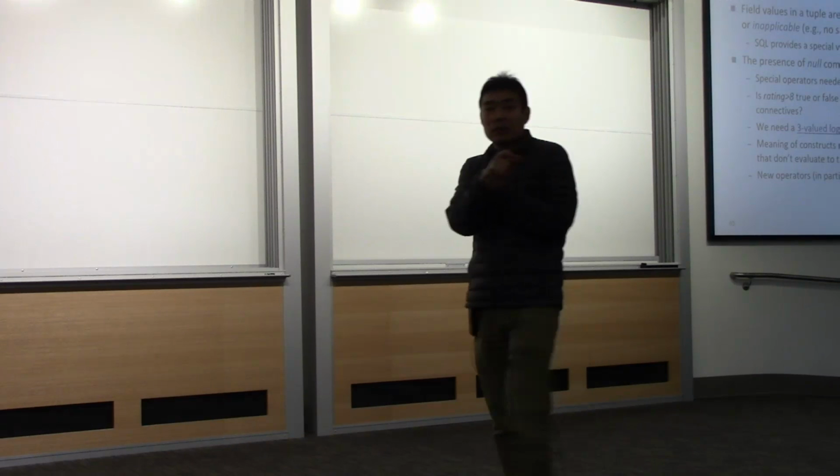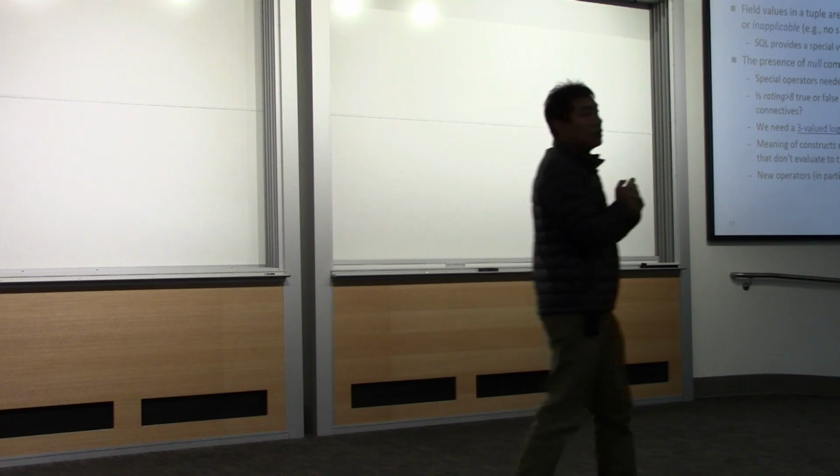What should be the value for that GPA column for this newly admitted student? If you don't specify anything for it, by default, they will assign a null value to the GPA field of that student. Okay? A null value may also occur when you delete, for example, with the foreign key constraint, right?